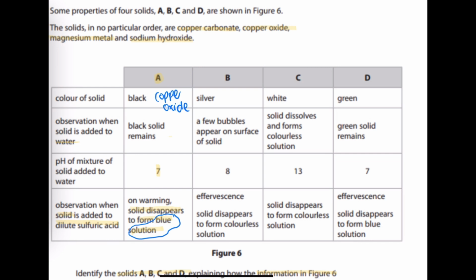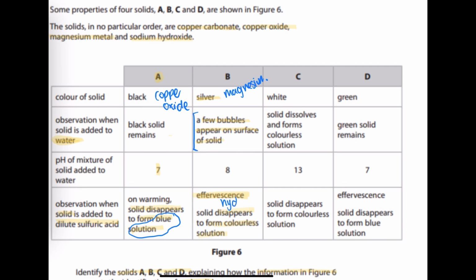So B, we know that it is silver, and we knew that few bubbles appear on the surface of the solid, and this is when it's added to water. And also, when it's added to sulfuric acid, we know that there is effervescence, and that solid disappears to form a colorless solution. We know that that is magnesium. The main thing that made us know that it's magnesium, not only because it's silver colored, it's because of the few bubbles that appear when it's added to water, because magnesium vigorously reacts with water. And also that it gives hydrogen over here when it's reacted with dilute sulfuric acid, and that is the effervescence.